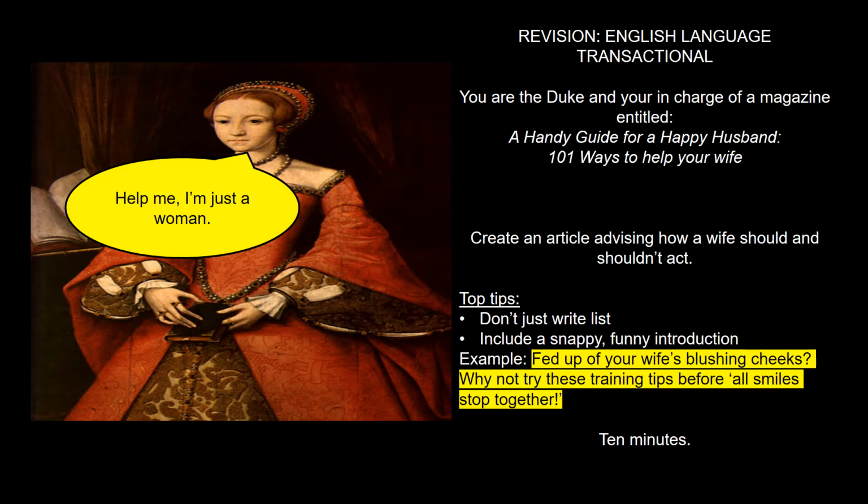So this one says, you are the Duke and you're in charge of a magazine entitled A Handy Guide for a Happy Husband, 101 Ways to Help Your Wife. What I'd like you to do is create an article advising how a wife should and shouldn't act. So it's going to be quite funny. It's obviously from the perspective of the Duke, and his audience are going to be men like him.